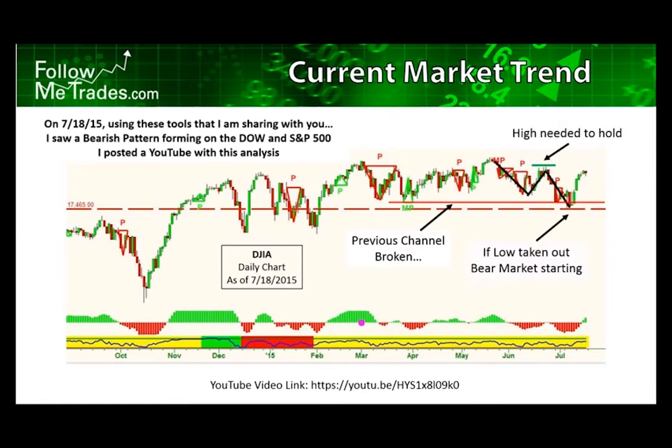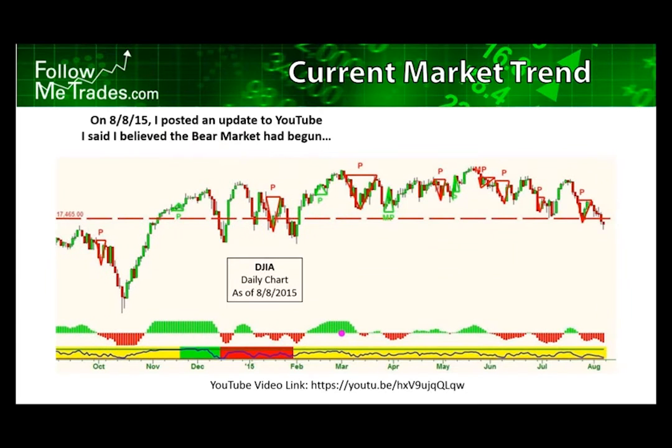And I said, if that high holds, and if that low's taken out, I think there's a bearish move starting, and it was pretty clear. And so that was on July 18th. August 8th, I posted an update and I said, hey, I think it's happening. I think it happened, right? Because that high did hold and that low was taken out.